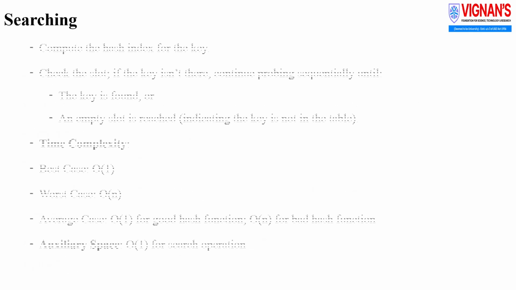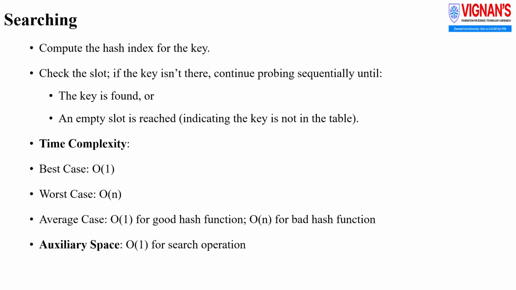Searching. First, compute the hash index for the given key. Check the slot at that index. If the key is not found there, continue probing sequentially through the table. This probing continues until either the key is found or an empty slot is reached, which indicates that the key does not exist in the table.